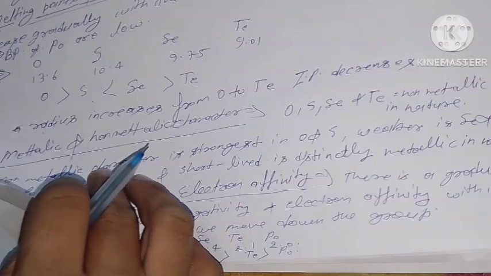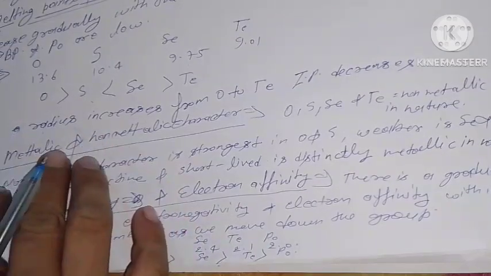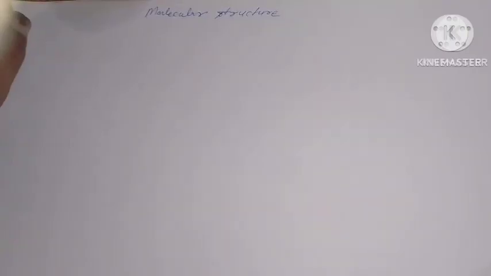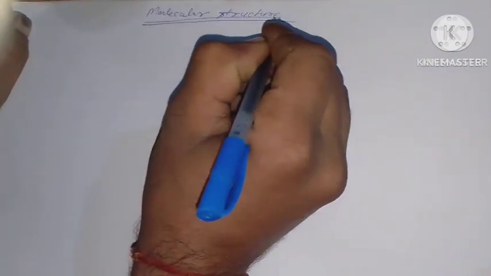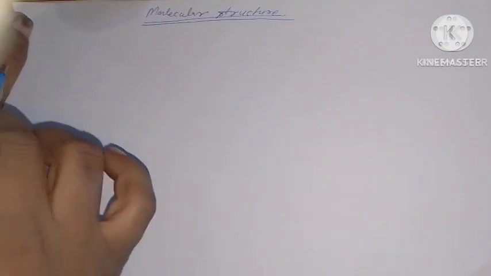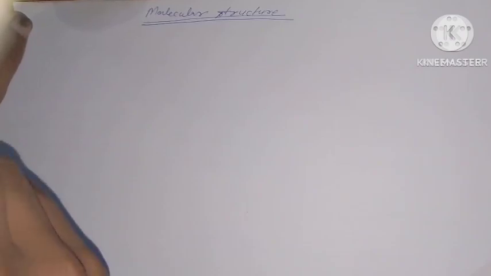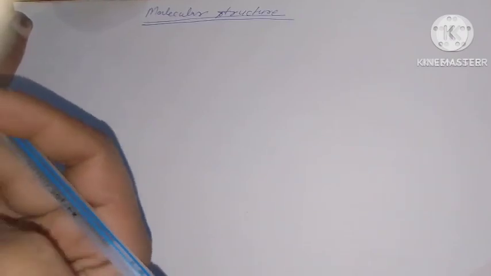Next point, molecular structures. Oxygen in standard state exists as O2 gas, but sulfur and selenium exist as S8 and Se8 solid.